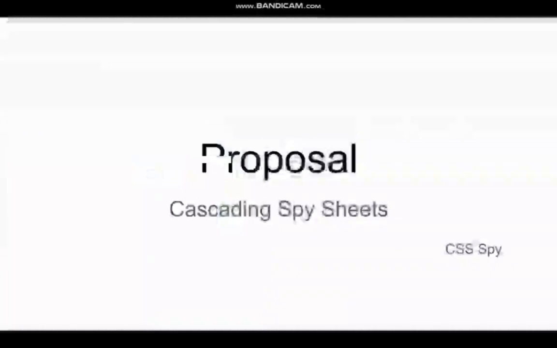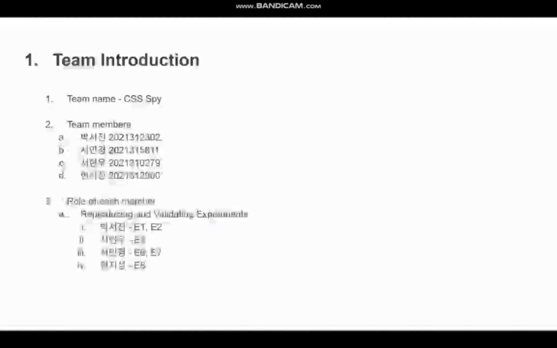Hello everyone. We will introduce Cascading Spy Sheets. Our team name is CSS Spy. We have four members: 박서진, 서민경, 서현우, 현지성. Each of us is responsible for analyzing, re-implementing, and testing parts of the paper's proofs of concept.